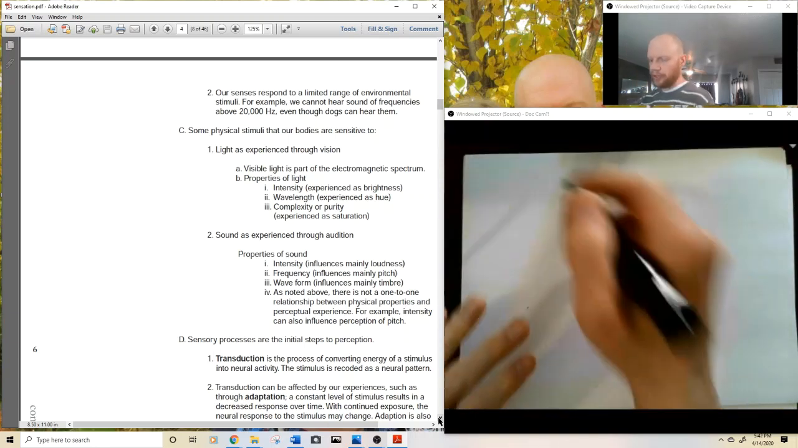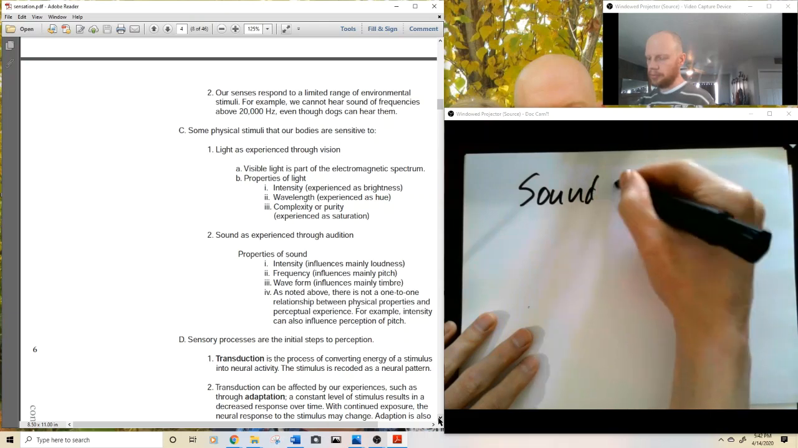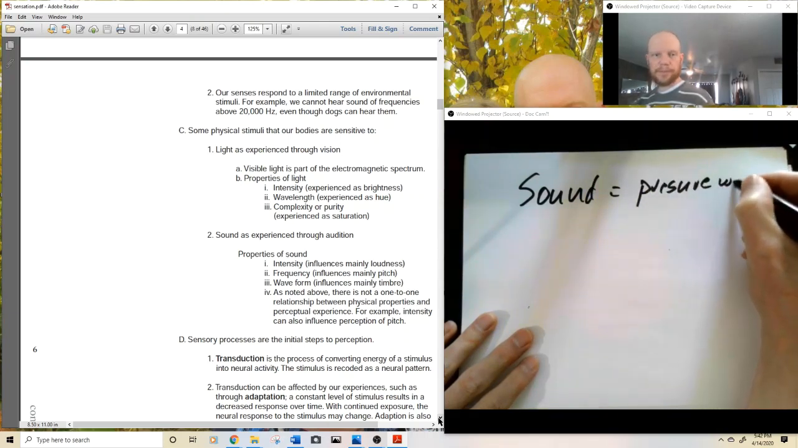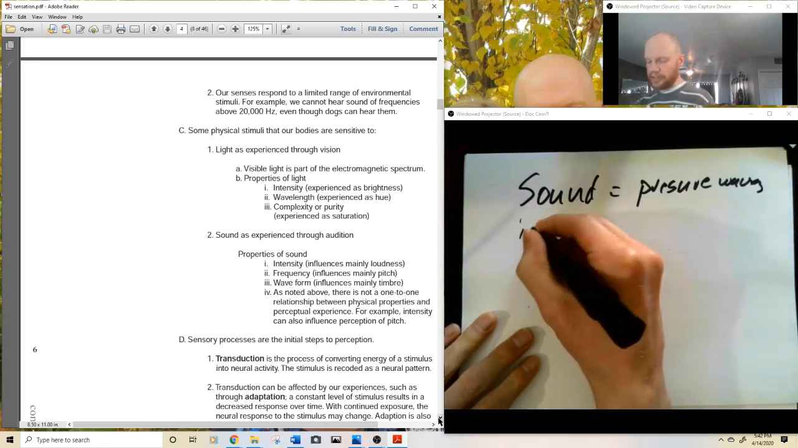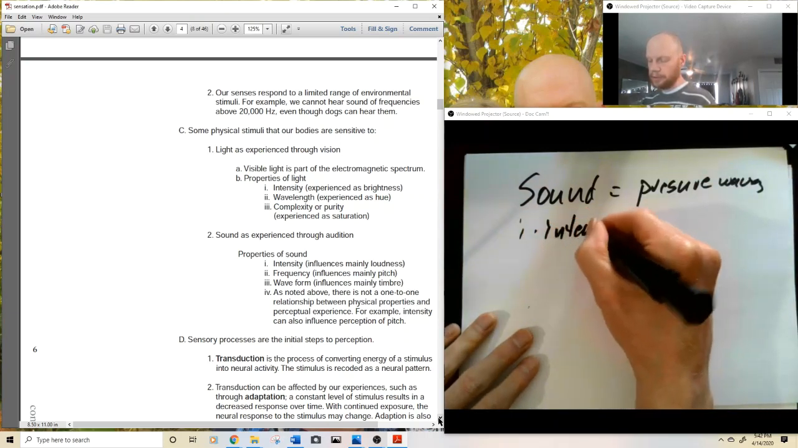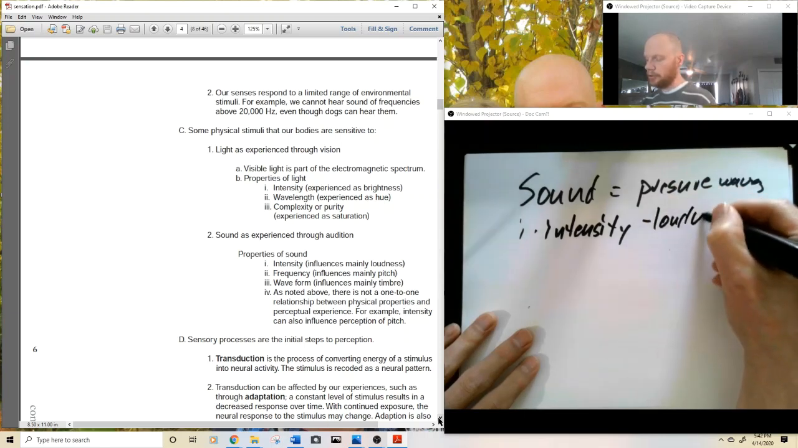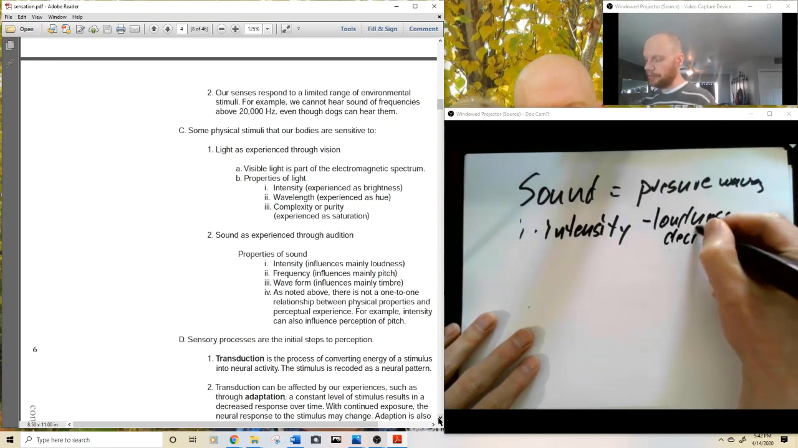All right, sound. Sound is pressure waves. Pressure waves. And once again, we have intensity, same idea. We experience this through loudness. We measured in decibels.